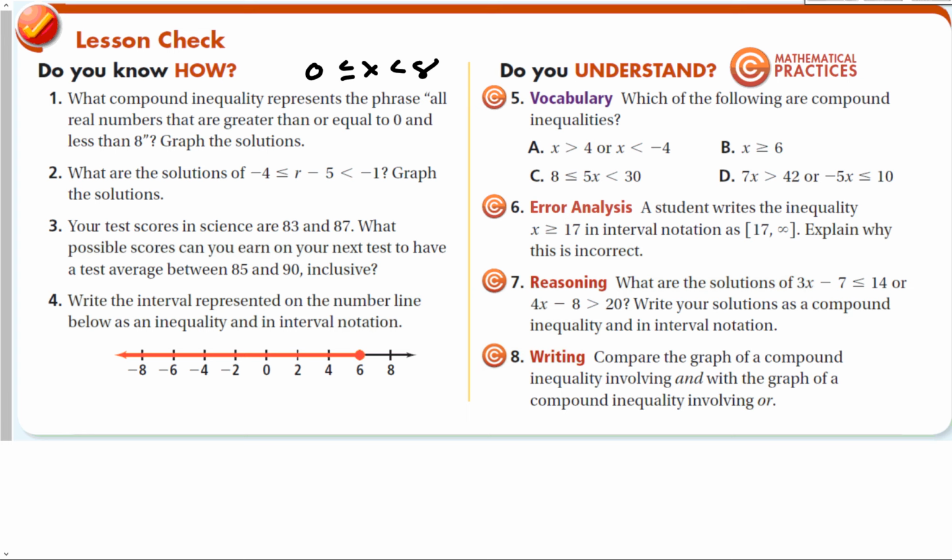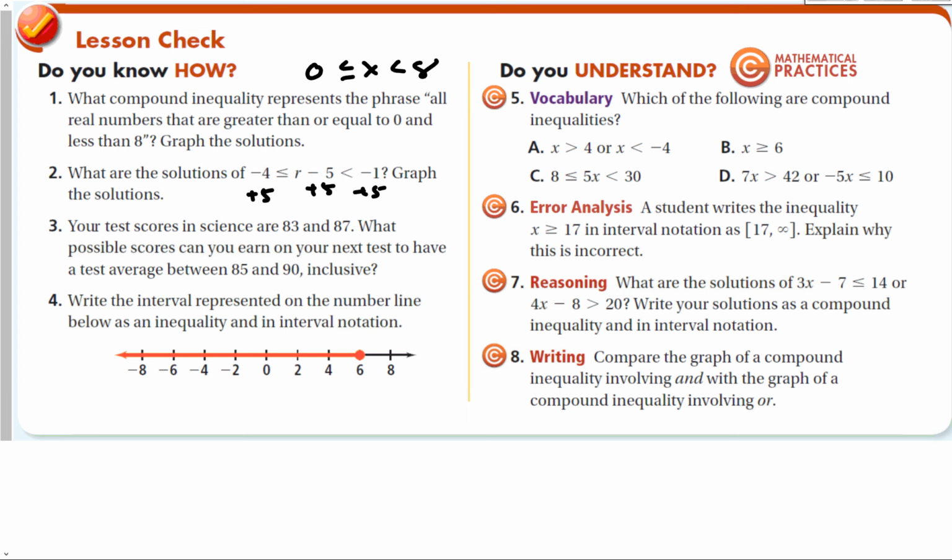What are the solutions here? I would add 5 to all three sides to solve this very quickly, so it would go in between +1 and +4. Okay, so your test scores here, we should know how to do this by now. You're going to do 83 and 87. What are the possible test scores on your next test to have a test average between 85 and 90 inclusive?